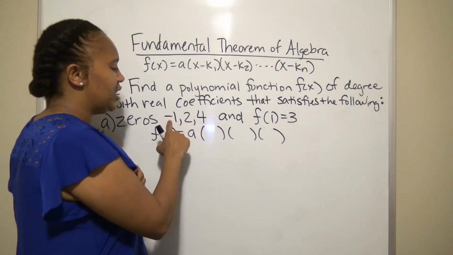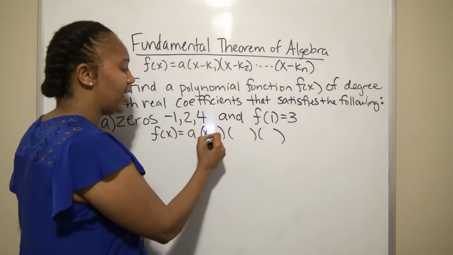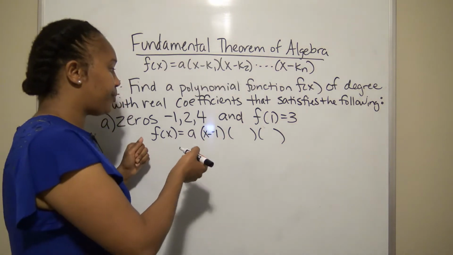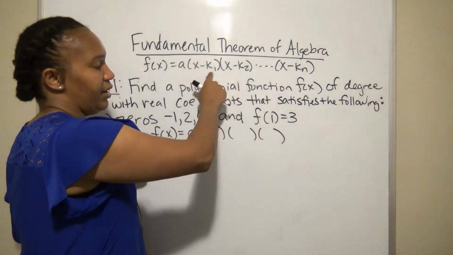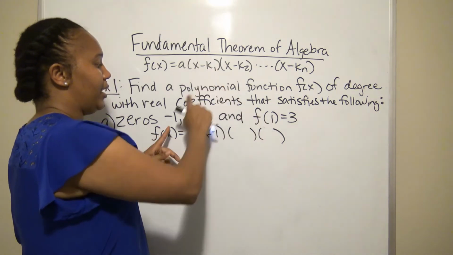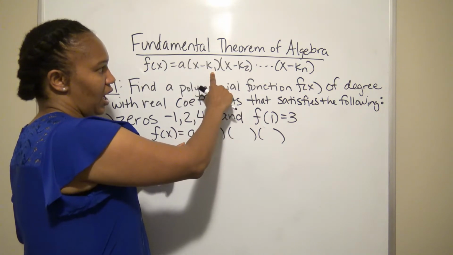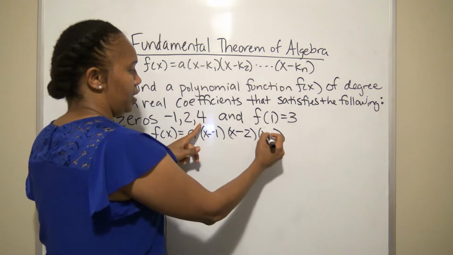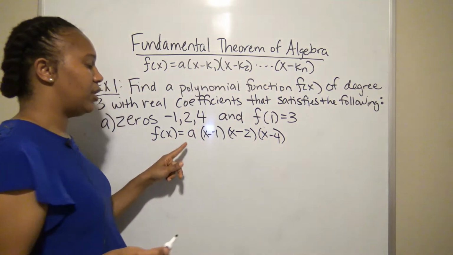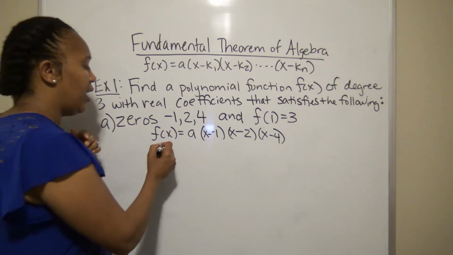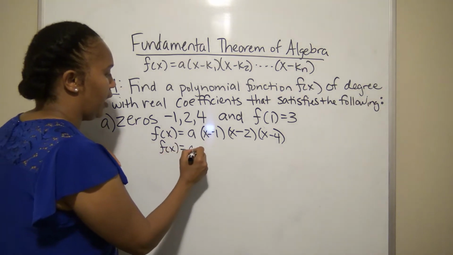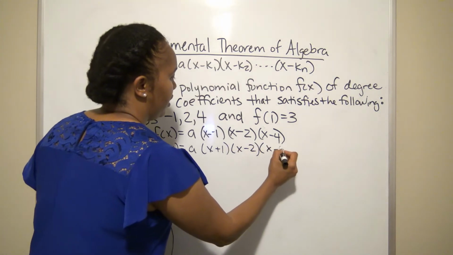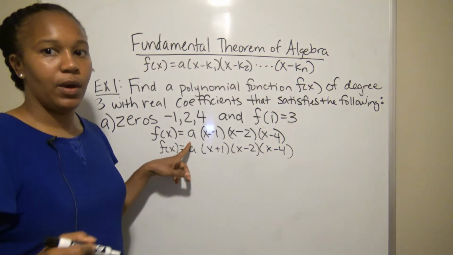So since -1 is a 0, then x minus -1 is a factor, and that's by the factor theorem. That's where this comes from, the factor theorem. X minus that number is a factor. So that's what this k1 comes in, and x minus k2, which is 2, and then x minus k3, which is 4. So that gives me those factors. So we get f of x is equal to a times x plus 1 times x minus 2 times x minus 4. So the only thing we need now is to figure out what a is.